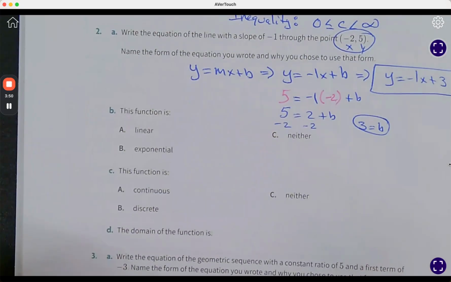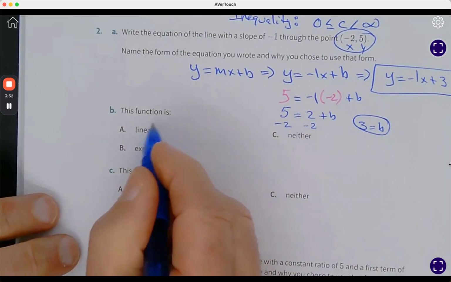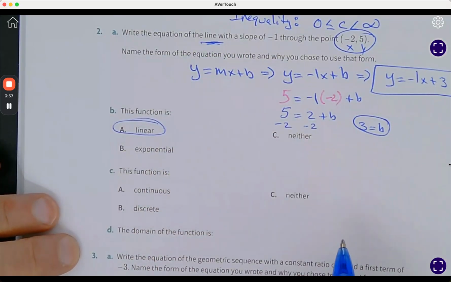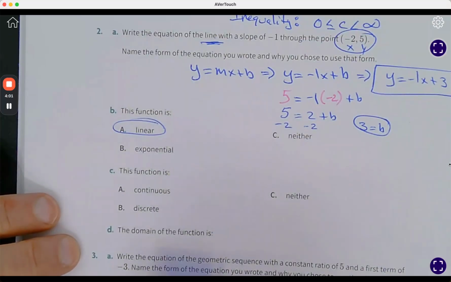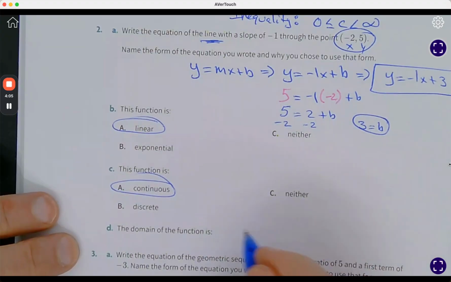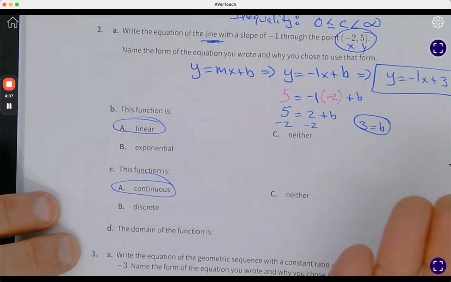I'm going to now answer some questions. That is definitely a linear. By the way, they told me line, so it's linear. It's a generic graph, so anything that doesn't have a context, anything that's not a word problem, is continuous. The domain, anything that's not a word problem, that's just a generic graph.